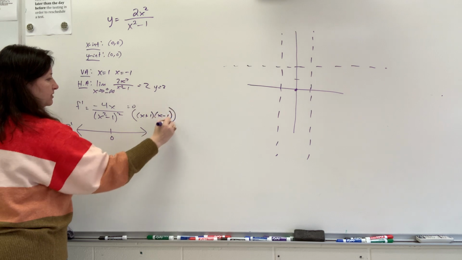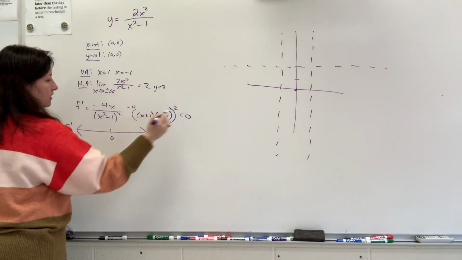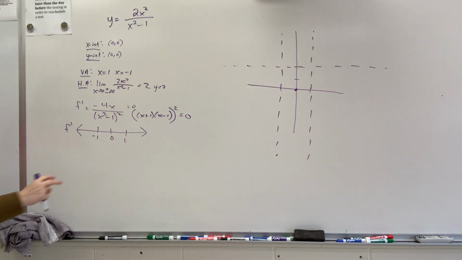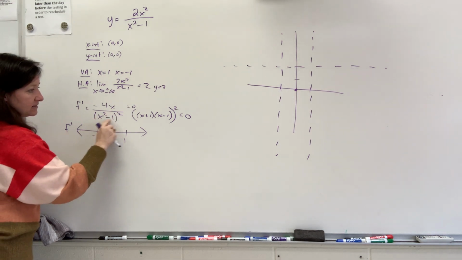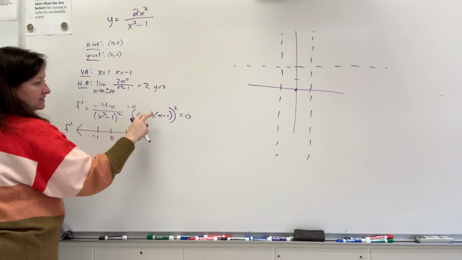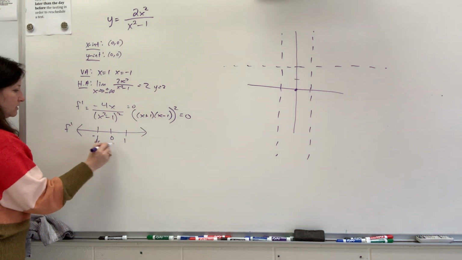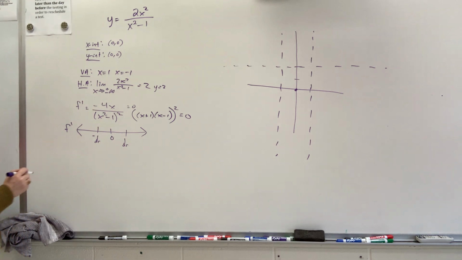This is the same as (x + 1)(x − 1) squared, at 1 and negative 1. And what do we notice about those? This is squaring these, which means these factors happen how many times? Twice. So these are double roots. That's going to affect my sign test.